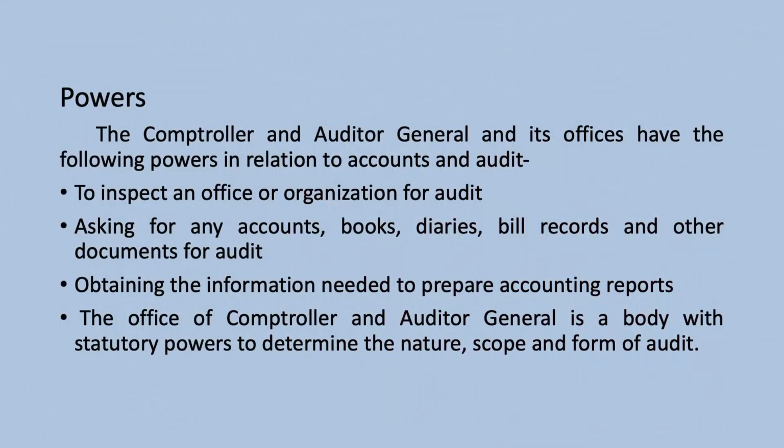Powers. The Comptroller and Auditor General and its office have the following powers in relation to accounts and audit: to inspect an office or organization for audit, asking for any accounts, books, diaries, bill records and other documents for audit, obtaining the information needed to prepare accounting reports.